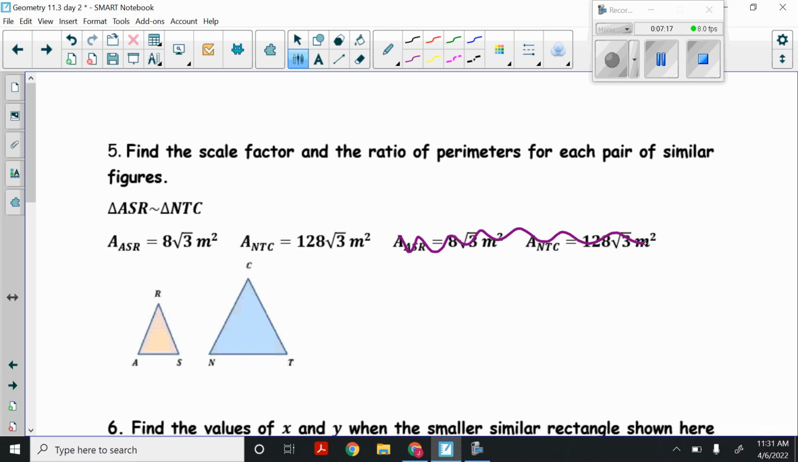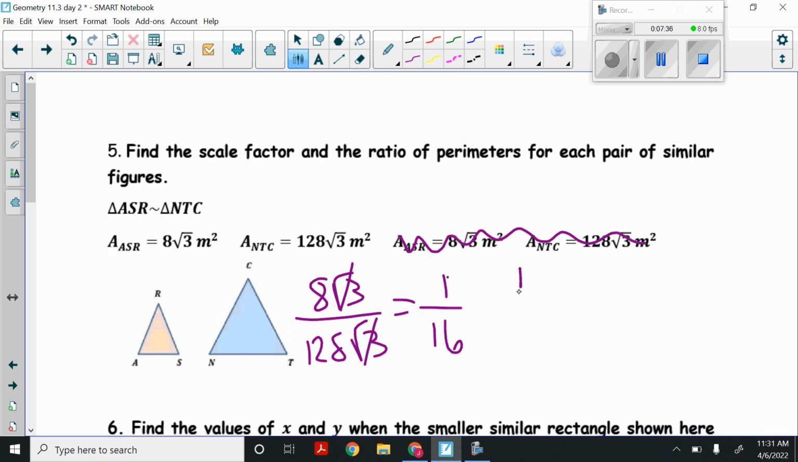Okay. So I want to find the scale factor. So take the ratio of the areas, 8 square roots of 3 over 128 square roots of 3. I see that my square root of 3's cancel each other out, so I have 8 over 128. I can simplify that down to 1 over 16. So this is the ratio of my areas. So then that means the ratio of my sides, take the square root of both of those, that's going to be 1 to 4, which is the same thing as my scale factor, 1 to 4. The ratio of my perimeters is also 1 to 4, all the same.